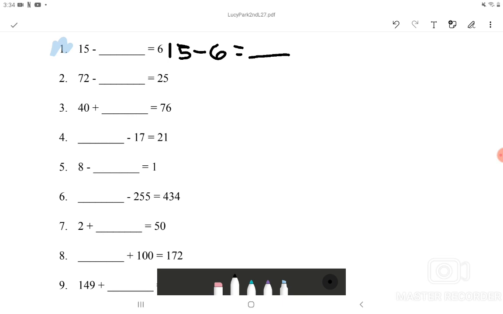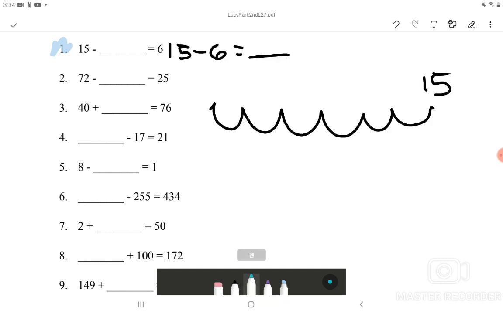So for this, one of the ways to solve it is going backward 6 times from 15. So we count 1, 2, 3, 4, 5, 6. You can just do subtraction, but I'm just showing some of the other ways you can use. From 15, it'll be 14, 13, 12, 11, 10, and 9. We know that the answer is 9.